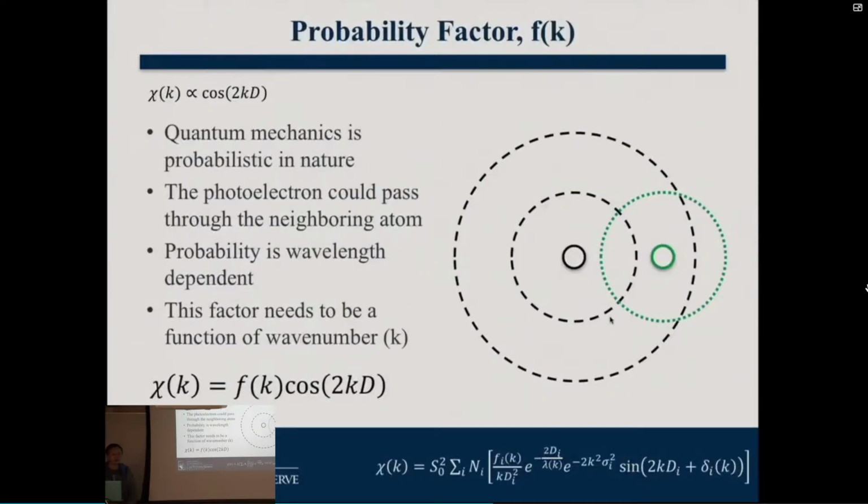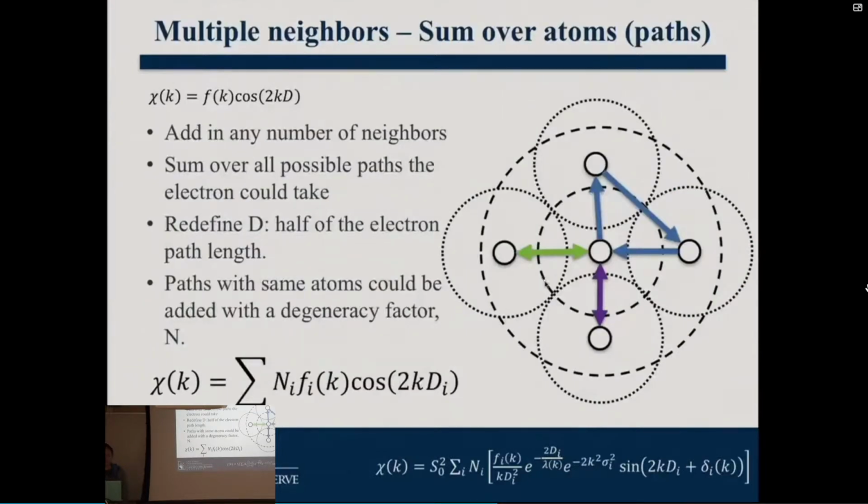And so from the probabilistic nature of quantum mechanics, we know that as the photoelectron comes in, it may pass right through the green atom, or it could bounce off and emit this green wave. So this introduces a probability factor, f of k, into our equation. Now, for any given core scattering atom, the atom is going to have multiple neighbors. Also, the photoelectron might bounce off several atoms, returning to the core atom. So we have to sum over all the paths. And because of this, we have to redefine d to be half the path length. As you should be able to see, this could get computationally intense fast.